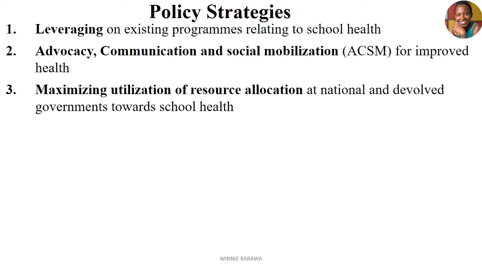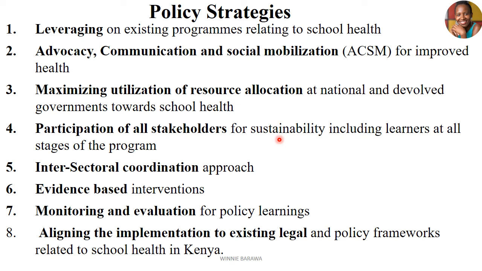Policy strategies. These are the approaches that the policy will rely on to ensure that the school policy is in place or is being implemented in the different levels of school. So the policy strategy number one was leveraging on existing programs relating to school health. There's also advocacy, communication, and social mobilization, commonly known as ACSM, mainly for improved health. The other policy strategy was maximizing utilization of resource allocation, both at national and devolved government, towards school health. In other words, the policy was ensuring that there's enough resources at the different levels to ensure that there's funding for the school health projects. The other bit of policy strategy was to ensure participation of all stakeholders, and this was to ensure the sustainability at the different stages of the program.